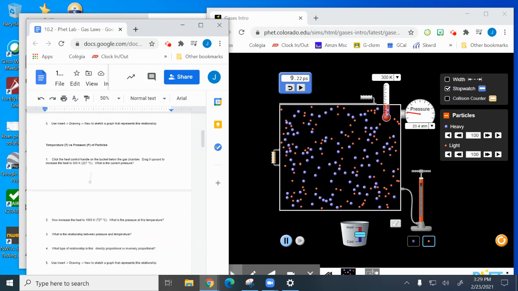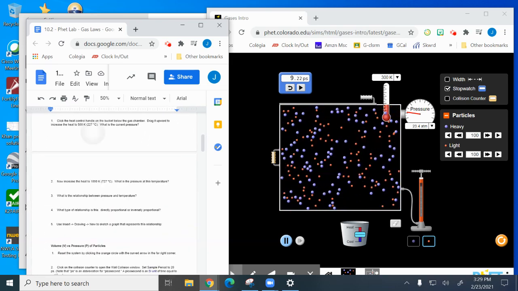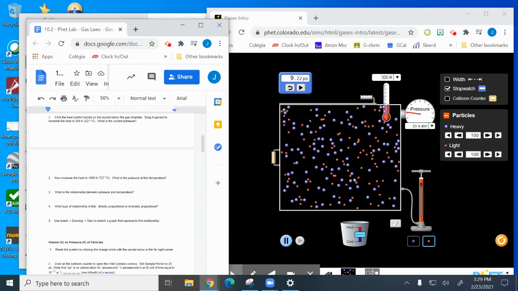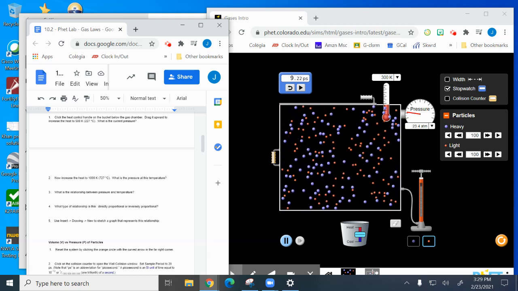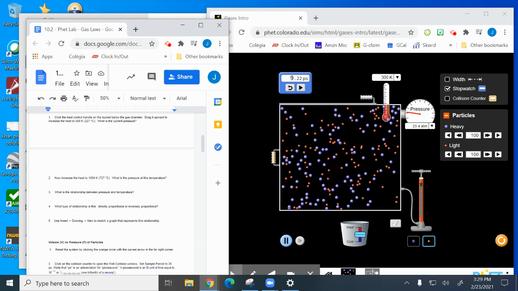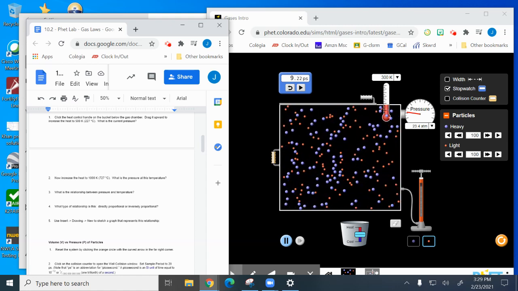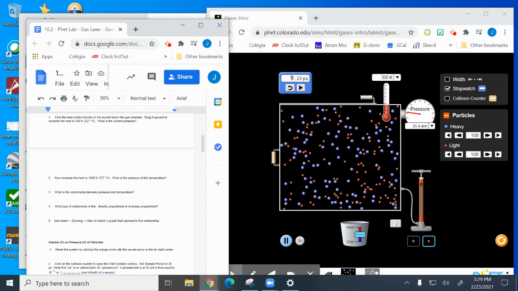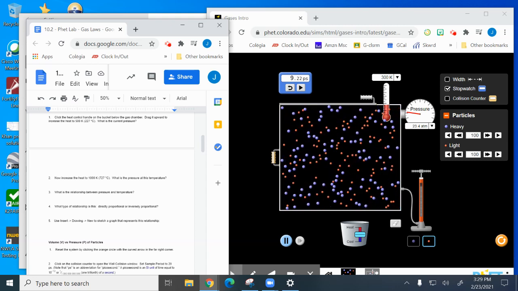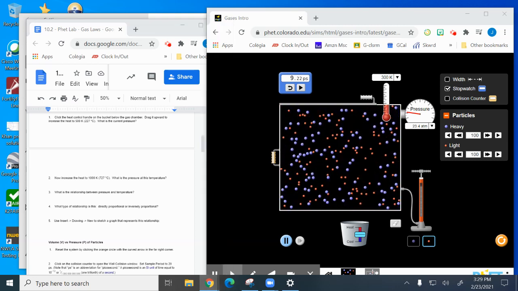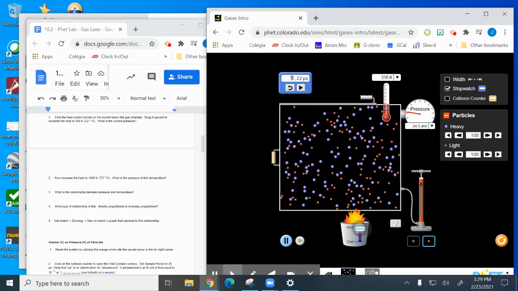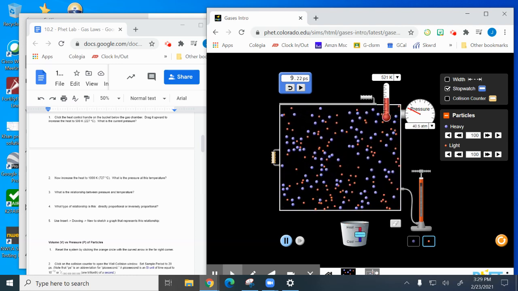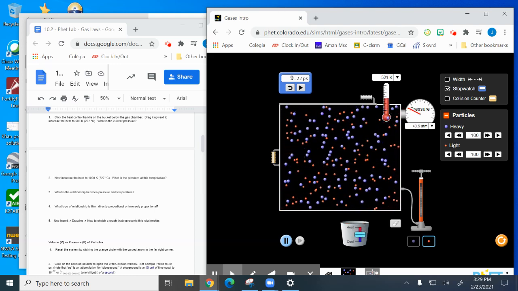Okay, temperature versus pressure of particles. Yeah, this is going to be a long lab. Click the heat control handle on the bucket below the gas chamber. Drag it up to increase the heat to 500 degrees Kelvin. So right now it's 300 degrees Kelvin. You can see it at the thermometer right there, above the box, with the red thing. And then also there is the readout. So now we're watching what happens when we increase it to 500. We're adding energy and increasing it to about 500. It doesn't have to be exactly 500.